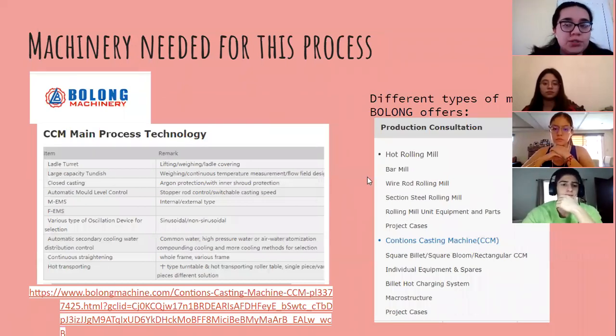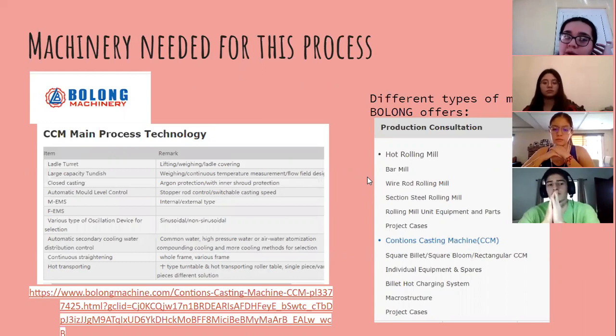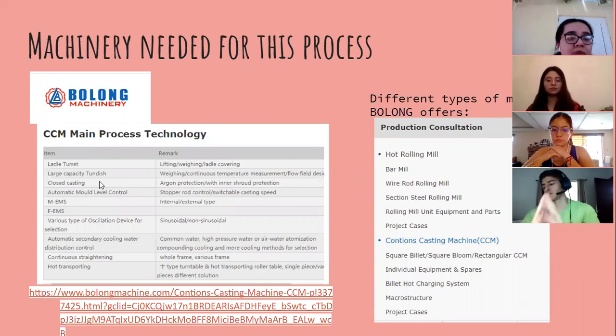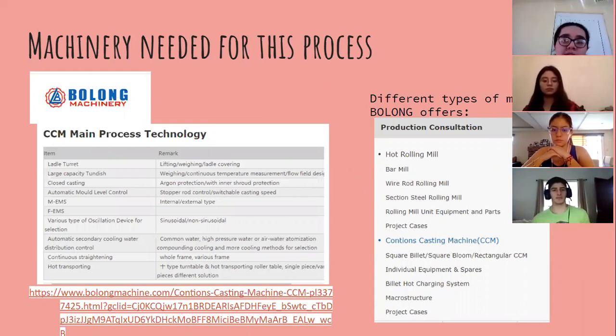When we were doing our research, we found some companies that offer the machinery for this process. One of them is Bowling Machinery, and as you can see in this image, these are the different machines that you need in order to do our process. They offer different types of these machines. For example, for the rolling mill, they offer a hot rolling mill, and inside the hot rolling mill, they offer a bar mill, wire rod rolling mill, section steel rolling mill, and also unit equipment and parts.